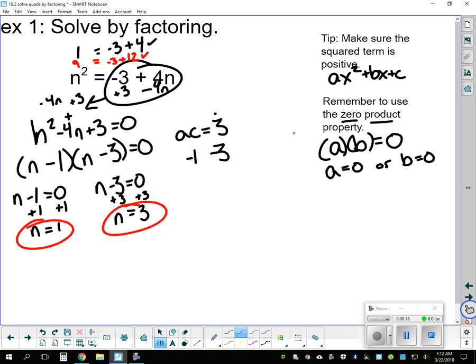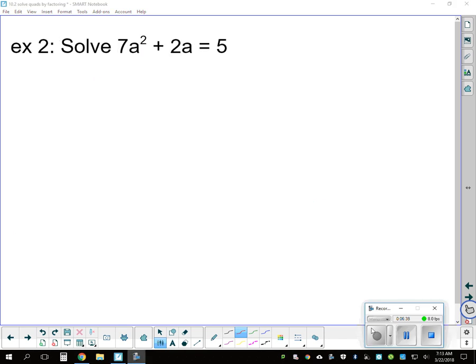Okay, the zero product property is very important because sometimes students will try to solve when it looks like maybe this. Okay, the only number that you can be equal to split these up is 0. None of that works. It has to be a 0 that you're equal to over here. It's the only way it will work. Okay, let's try another one.